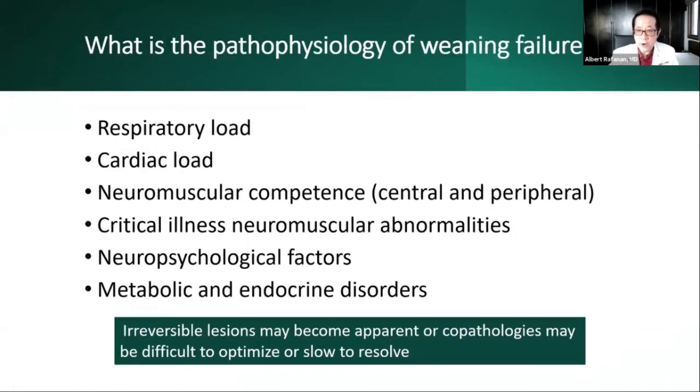You may need to ask yourself, why is a patient having a weaning failure? So you look at the respiratory load, cardiac load, cardiac dysfunction, neuromuscular problem, central, peripheral. Could the patient have a unilateral diaphragmatic paralysis, seen in CABG patients? Could be hypothyroidism, critical illness, neuromuscular abnormality because of prolonged stay in the ICU, neuropsychological factors, metabolic and endocrine disorders. You have to have a disciplined approach, because sometimes it could just be electrolytes. Reversible lesions may become apparent, or a comorbidity may be difficult to optimize or slow to resolve. So it may not become apparent initially, and sometimes it takes time for them to get better, like nutrition.